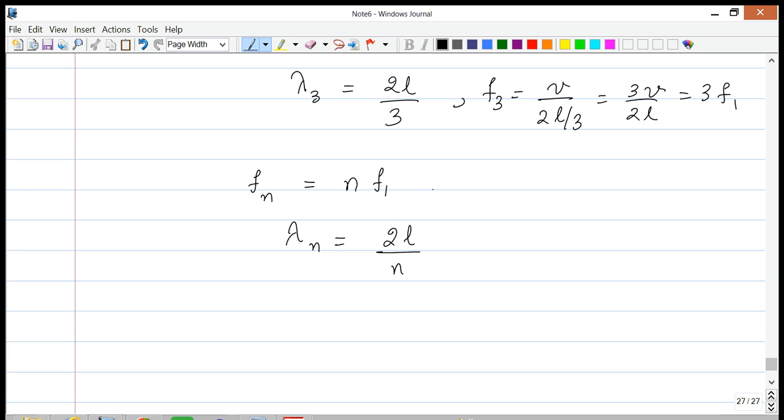So this way we can find all the harmonics, and we can figure out whatever we need to figure out. We can get either the frequencies for the nth harmonic, or the wavelength, or the speed, or anything that we need to figure out. So this is basically stationary waves in strings.